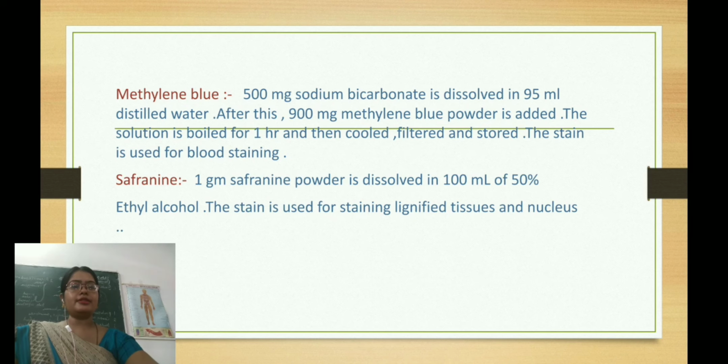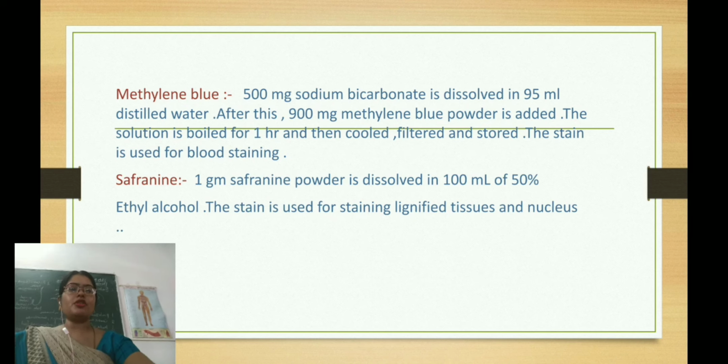So the next stain is safranin, which is very commonly used in every laboratory. It is used for staining lignified tissues and nucleus. 1 gram of safranin powder is dissolved in 100 ml of 50% ethyl alcohol. Now the solution is ready to be used.